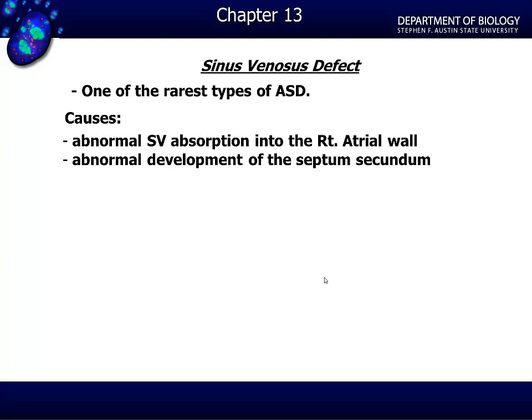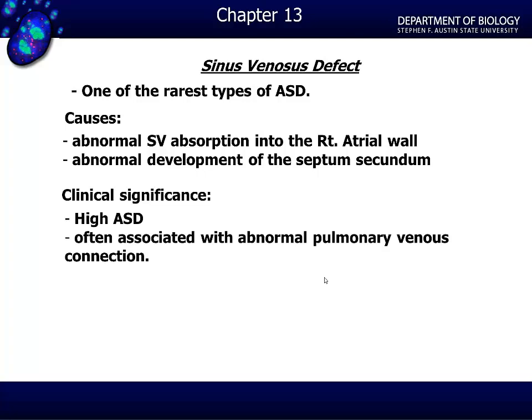Now, we also see that we have a correlation with abnormal development of the septum secundum, which, it's hard to wrap your brain around that. But because we have this septum secundum issue, we're going to have a high atrial septal defect. And then we also see another correlation with abnormal pulmonary venous connection. Now, this one I really can't wrap my brain around because sinus venosus absorption is on the right side with the sinus venarum, whereas our pulmonary venous connection, what side is that on? That's right, it's on the left side.